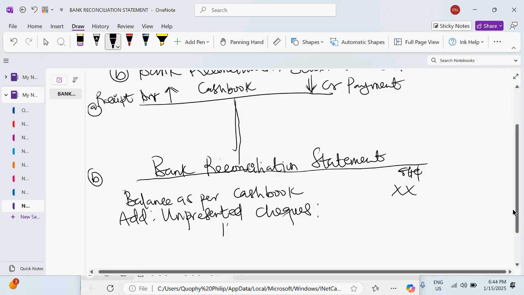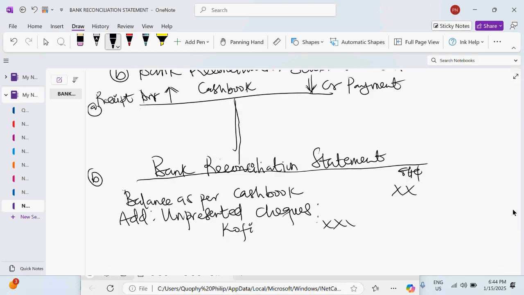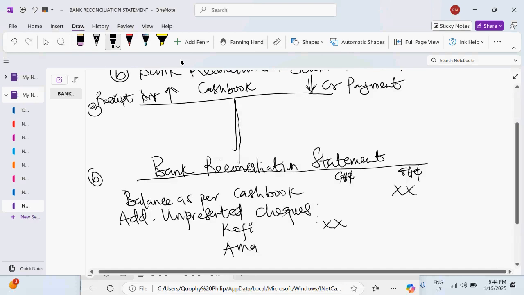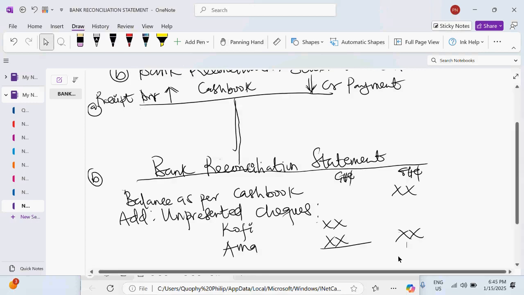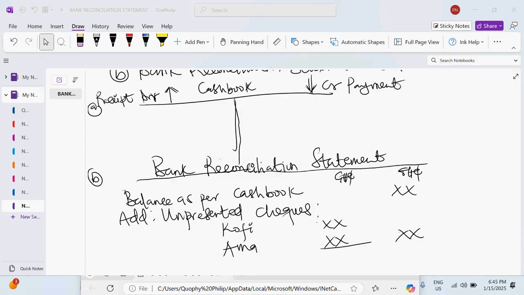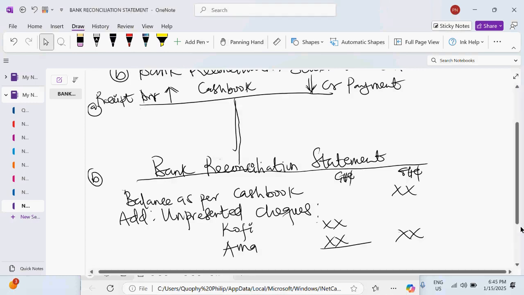We can have unpresented checks for Kofi, and then we can have unpresented checks for Amma. The two will give us the total unpresented checks.